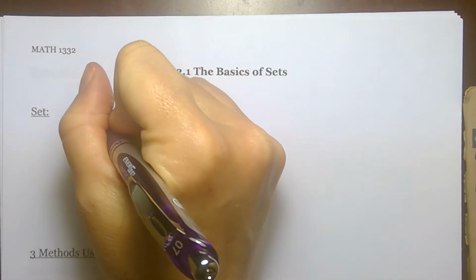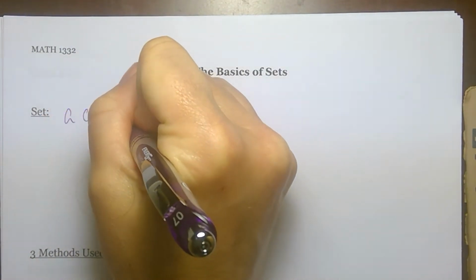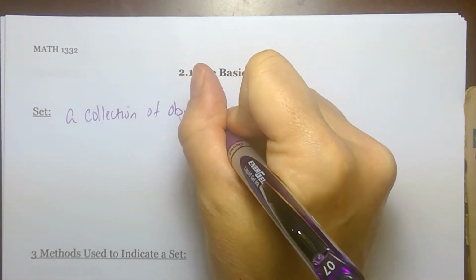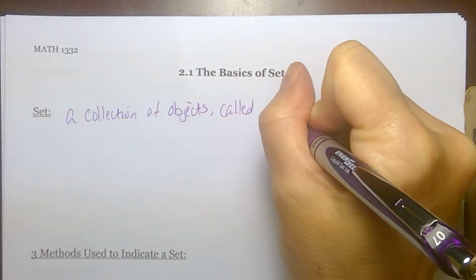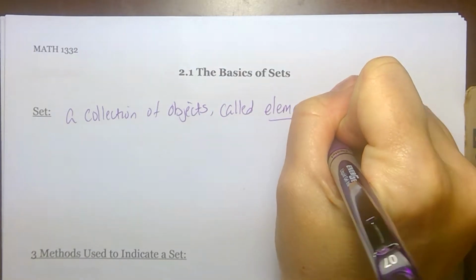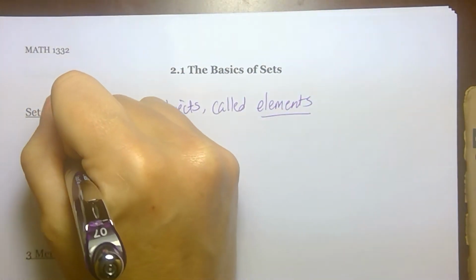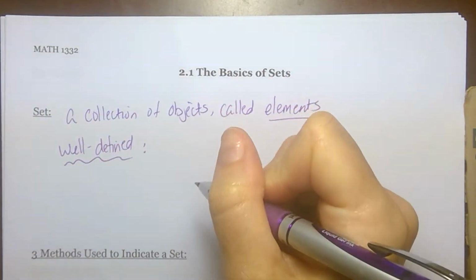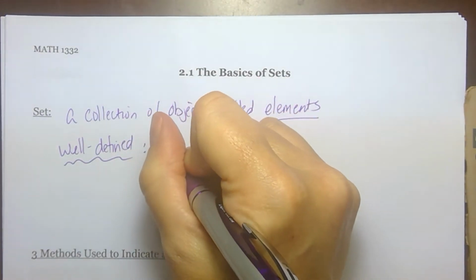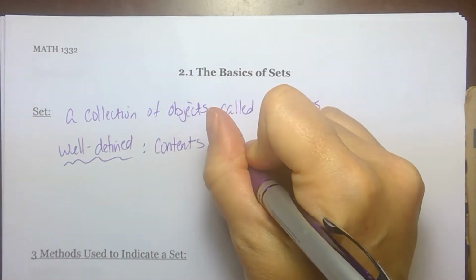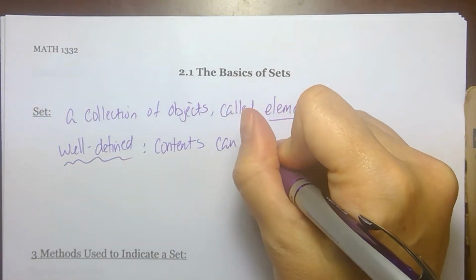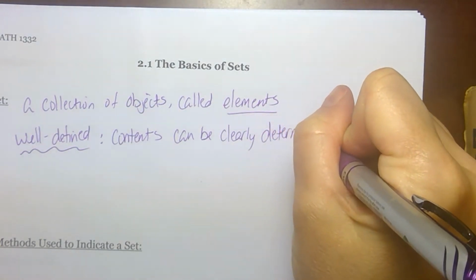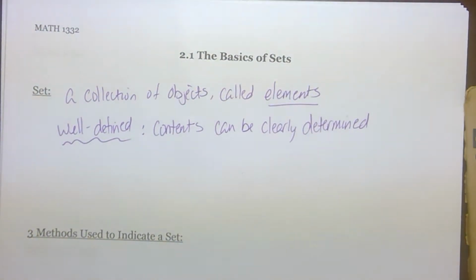A set is defined as a collection of objects called elements. Now, we want our sets to be well defined. If a set is well defined, then the contents can be clearly determined. There's no question whether an element is in the set or not.